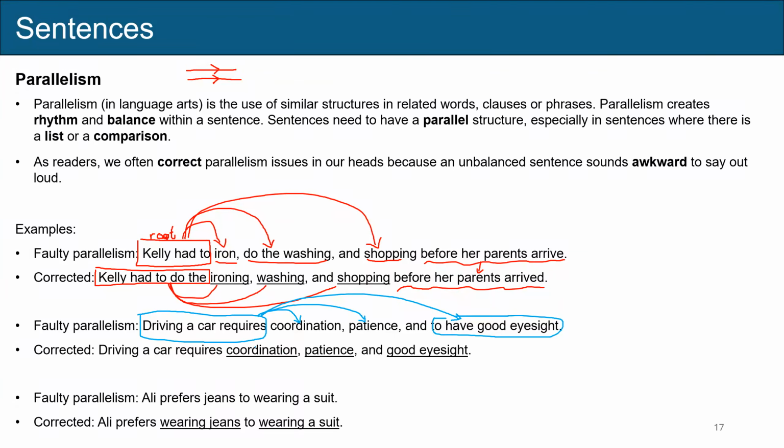Driving a car requires coordination. Driving a car requires patience. Driving a car requires good eyesight. Now each of those things that connects to that root makes grammatical sense and the structure is consistent.